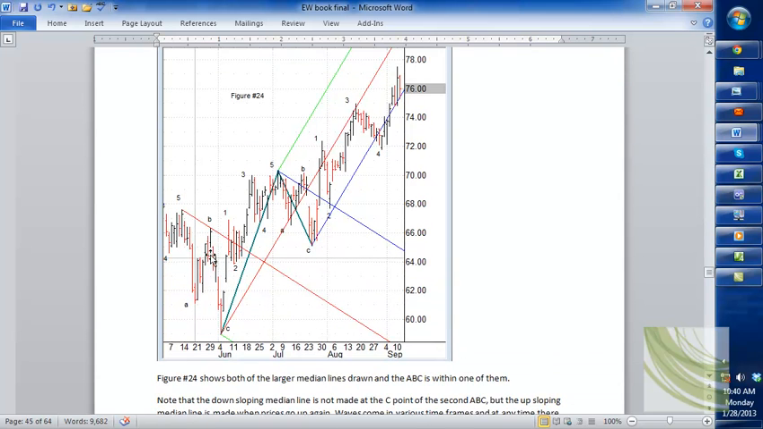See, because here you had your 5 wave up, and here you had your ABC, right? And so, did that C wave make it to the ML? Nope, it didn't. Right?